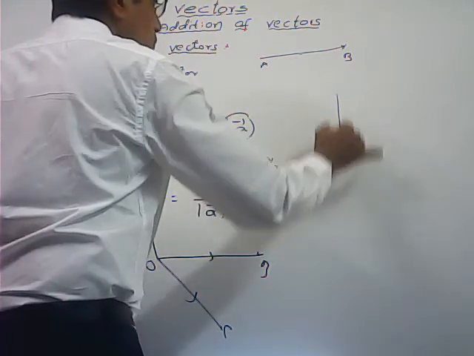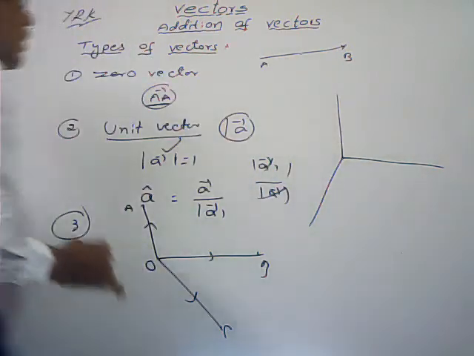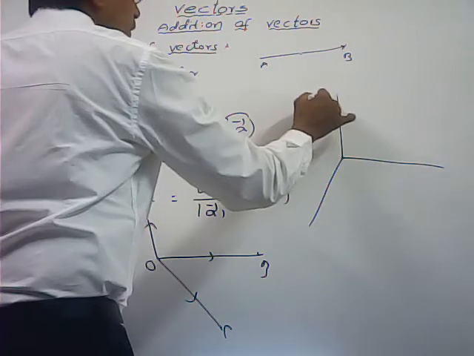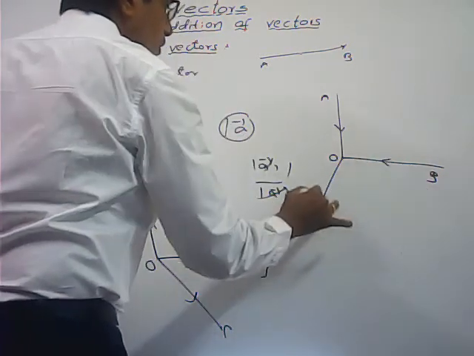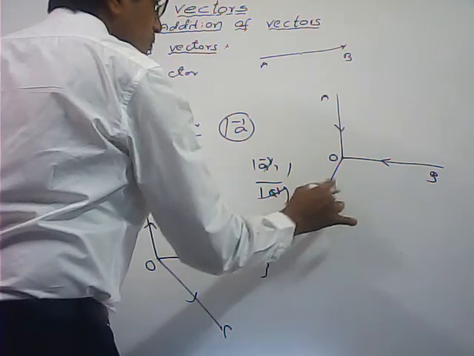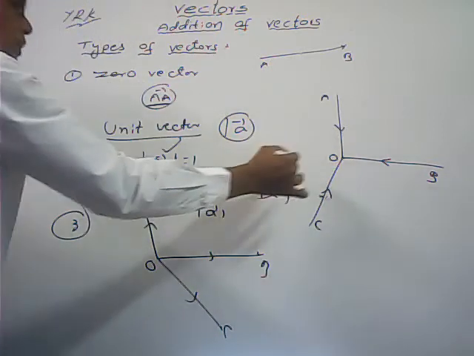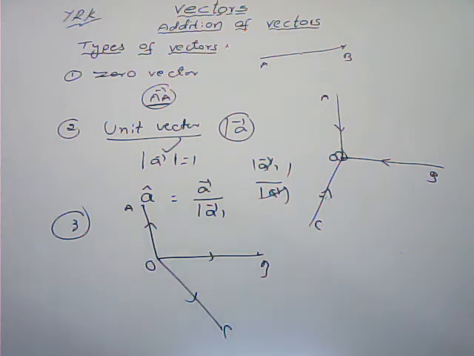And co-terminus. Co-terminus means all are having the same terminal point. For example, here I am taking AO bar, BO bar, next CO bar. AO bar, BO bar, CO bar, all are having the same terminal point, that is O. So all those we say co-terminal vectors. Here all are having the same initial point, so all these vectors we say co-initial vectors.